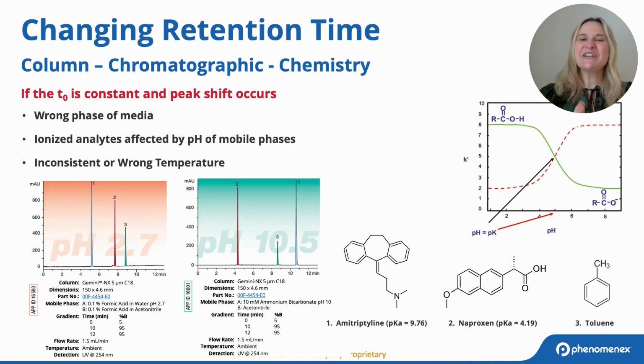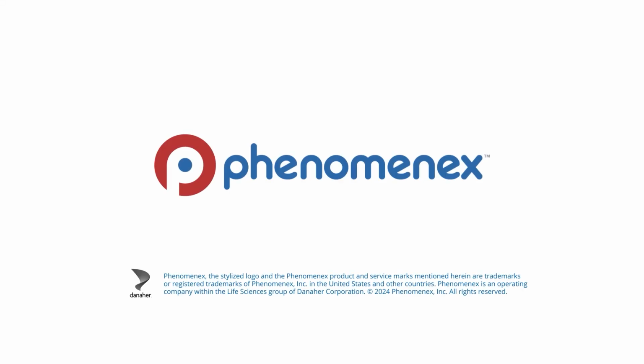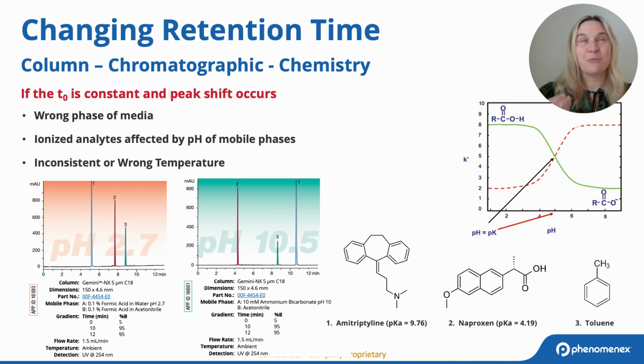If the T0 is constant, but you see shifting of one or two peaks, a few different peaks, then it's likely a column, chromatographic, or a chemical issue in troubleshooting. So it could be something as simple as the wrong mobile phase, or not mobile phase, but the wrong phase of media was used. Maybe you grabbed the column with the same dimensions, but it was a different phase of media or silica.